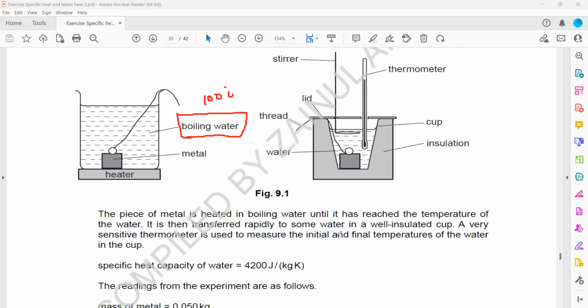Initially, when it is in the boiling water, the temperature is 100. When we transfer it, the water temperature and the metal temperature are different. Then, because there is a difference in temperature, heat is lost from the metal to the water. So water is the surroundings. The temperature of the metal will decrease and the temperature of the water will increase until they reach the same temperature.